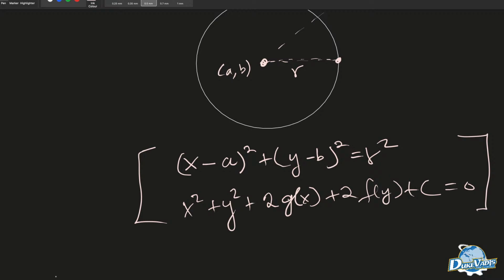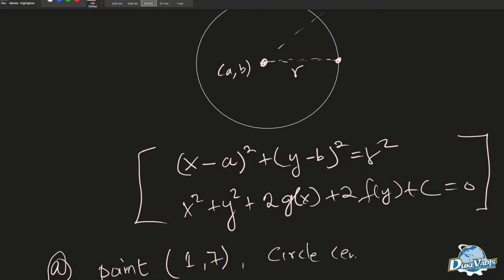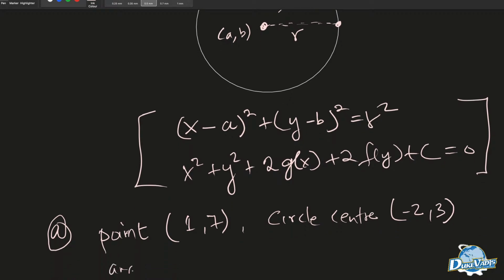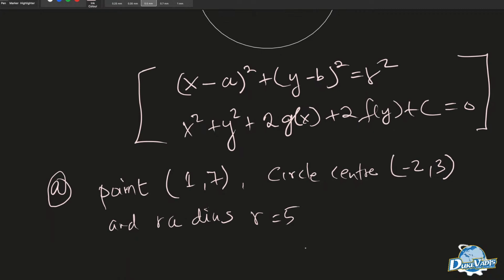So we have been given a point (1, 7) and a circle with a center (-2, 3) and a radius r equal to 5. So with this point, we know a point is a point.